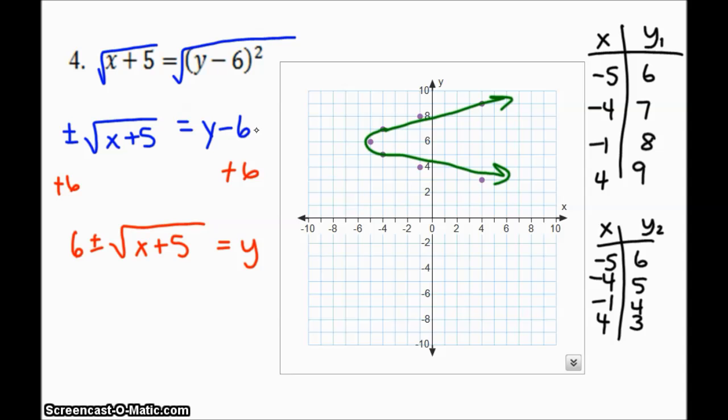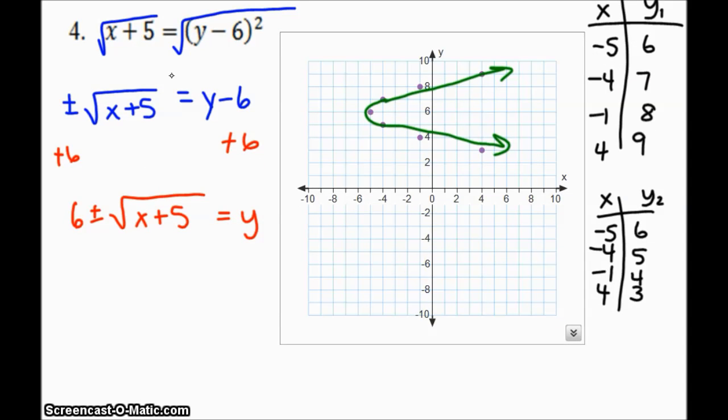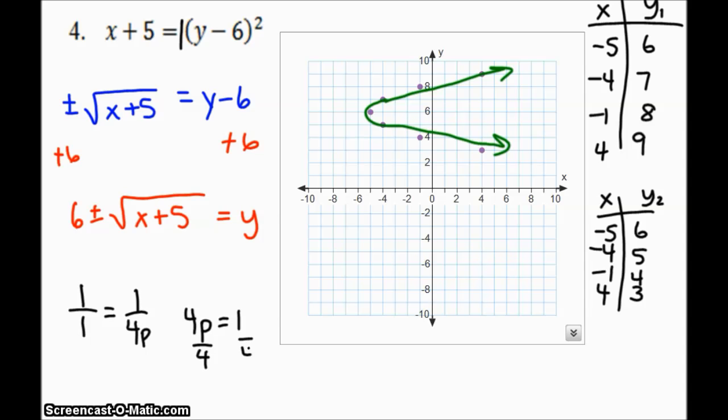So now we need to find the focus, but before we can find the focus, we have to find P. So the number in front of the parentheses is your P. Here, there's no number, which means we understand that to be 1. So you're going to have 1/1 equals 1/4P. Cross multiply, 4P equals 1. Divide by 4, P equals 1/4.